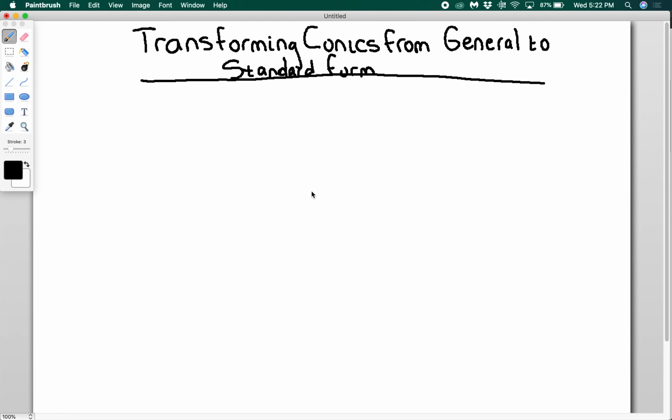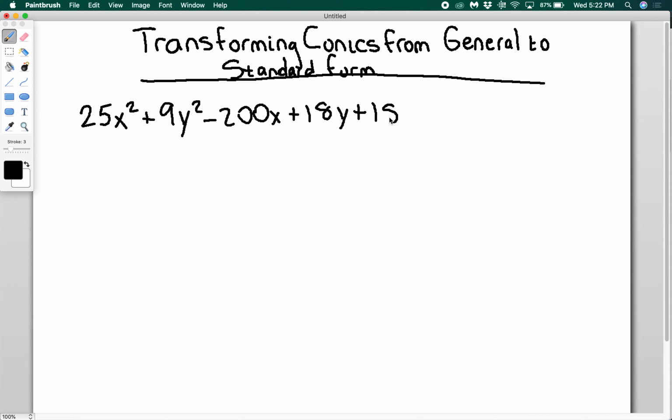Today we're going to talk about how to transform conics from general to standard form. So the general form of a conic is going to look something like this, where you have all of the variables written out, like 25x squared plus 9y squared minus 200x plus 18y, we'll say plus 184 equals 0. So this looks a lot like the standard form of just ax squared plus bxy plus cy squared and so on and so forth.